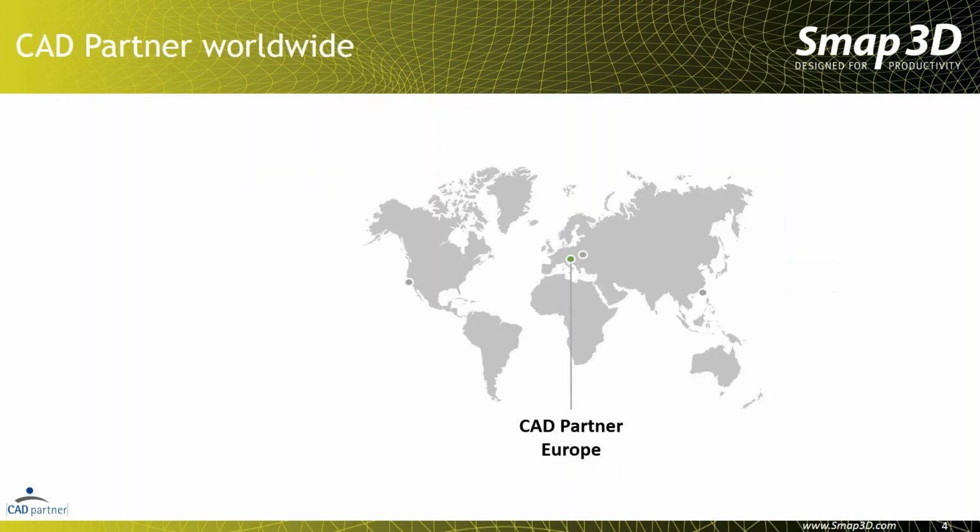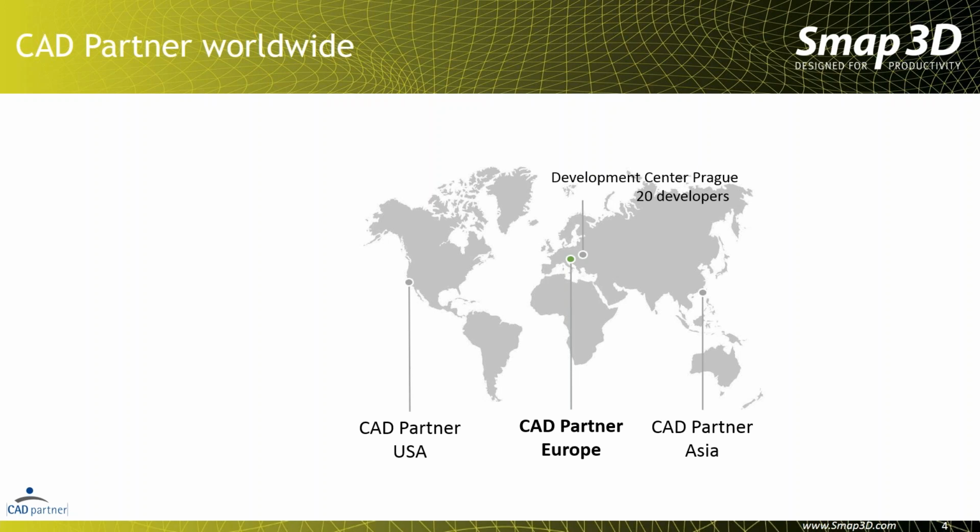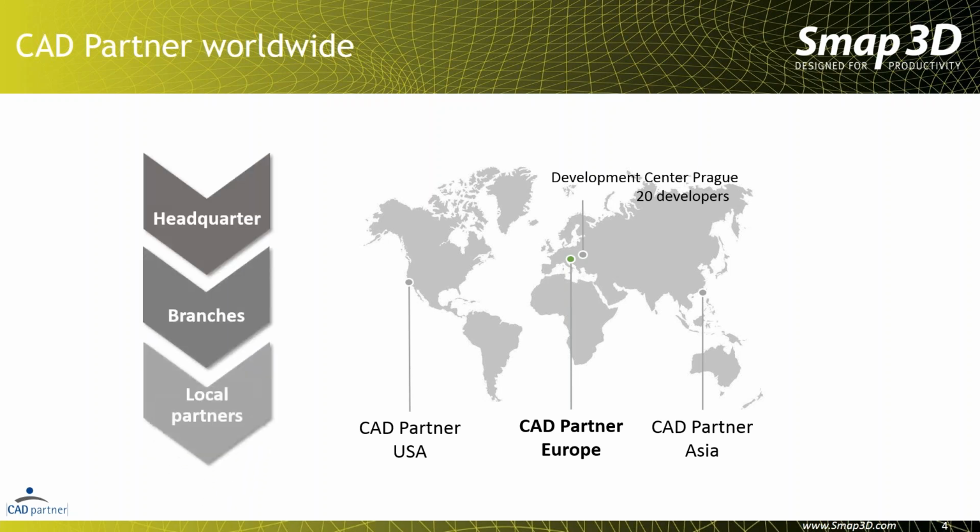Our headquarters is based in Munich in Germany for CAD Partner Europe. We have our development center in Prague with 20 developers. Then we've got our subsidiaries in the US as well as in Asia. This is especially important for our larger customers, so that we can provide them 24-hour support. No matter where you use the software in the world, you can always contact us and you will receive feedback and support within a couple of hours.